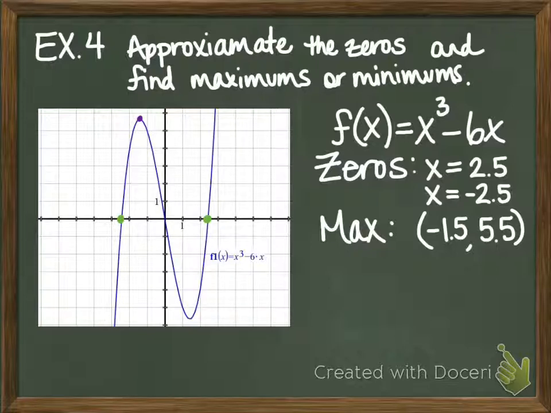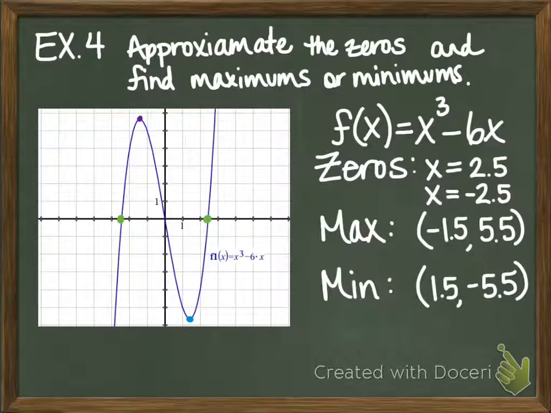Same thing for the minimum. I want to find the lowest point on the graph, and that looks like it's right here. So again, just approximate 1.5, -5.5. Okay, so if you're just given a picture and you're not given the equation, you're just going to approximate these values. If you're given the equation, you can use your calculator to find all of these different things. And that's what I'm going to show you right now.